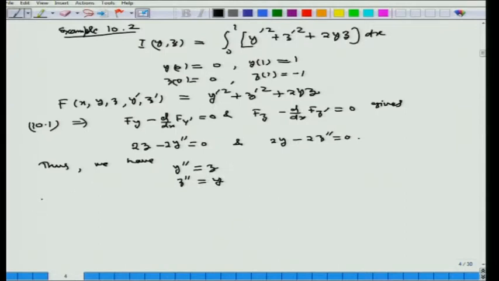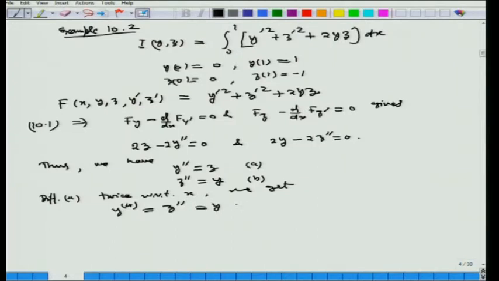So, differentiating first, let us say this is a and this is b, a twice with respect to x we get y fourth derivative equal to z double prime, but z double prime equal to y, and so we get D^4 minus 1 of y equal to 0, or (D^2 + 1)(D^2 - 1) of y equal to 0.